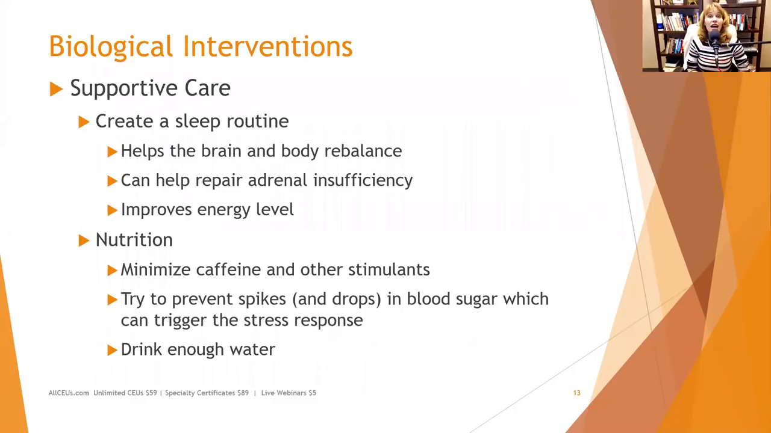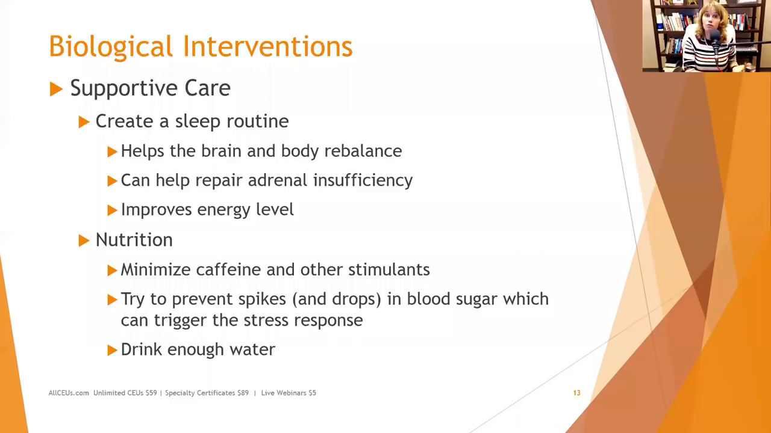Supportive care biologically. Now, this isn't going to treat anything, but we can help them minimize their vulnerabilities, help them create a sleep routine so their brain and body can rebalance. This can help repair any adrenal issues that may be going on and improve energy level. People with anxiety don't sleep well, so helping them figure out how to get some quality sleep is important. Nutrition, minimizing caffeine and other stimulants is going to be a big help because those make people feel anxious.